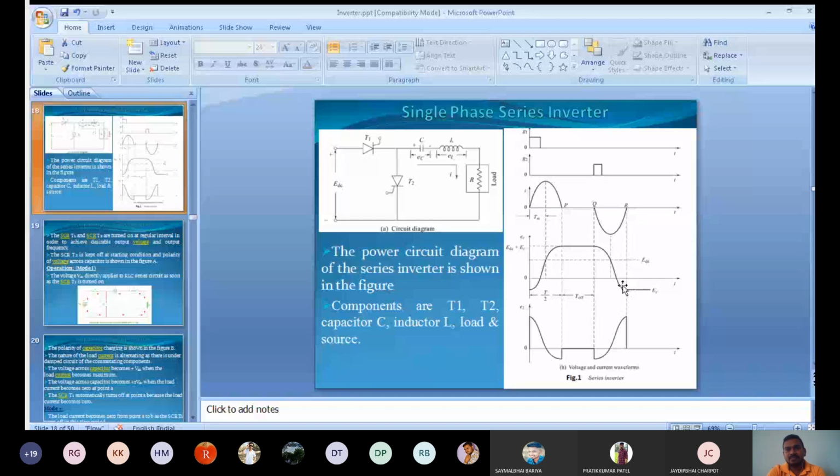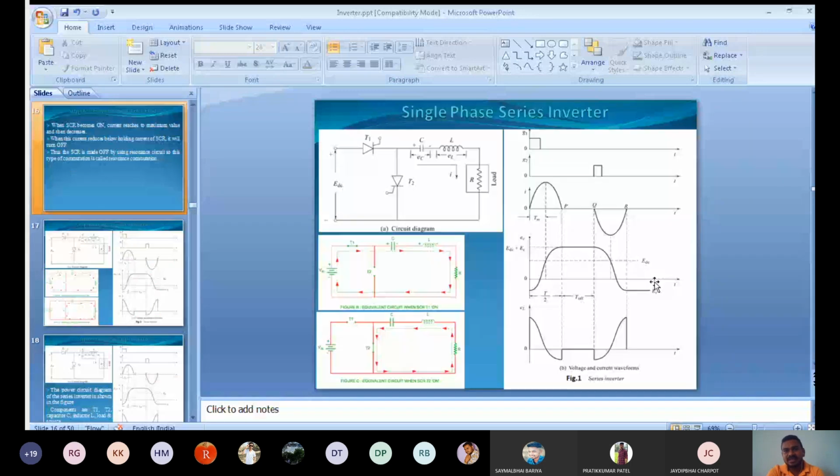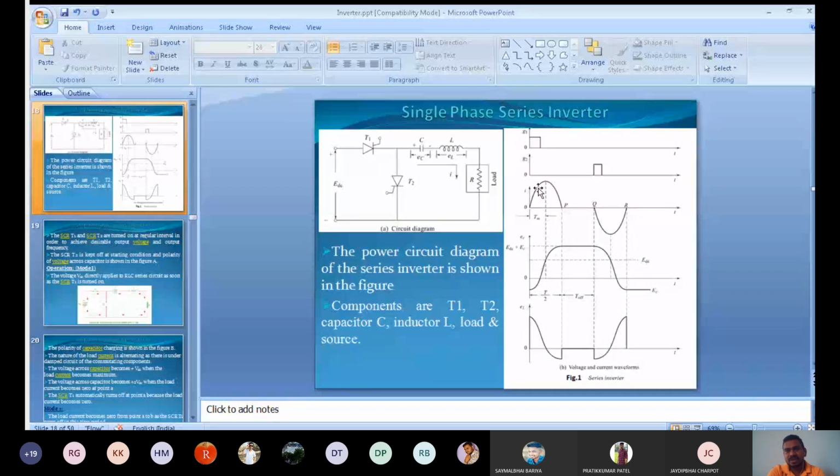Now from R to S, no SCR is on. At point S, SCR T1 becomes on again, so current flows in the circuit and the capacitor starts charging once again. This process will continue: SCR1 on, SCR2 on, SCR1 on, with no SCR on in between, then SCR2 on, then no SCR on, then SCR1 on again.